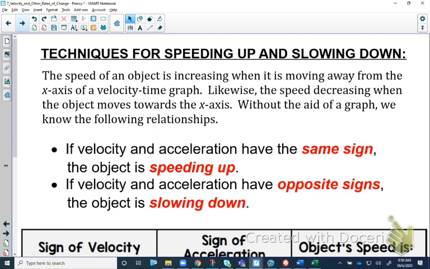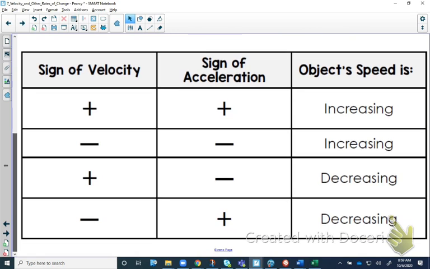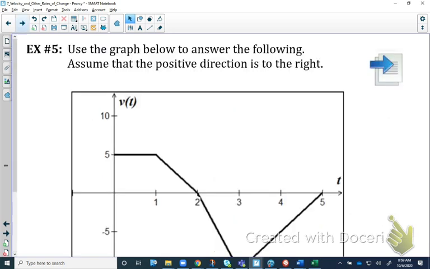So here they're kind of talking about how you can interpret how your speed or your acceleration is changing in relation to your velocity. If your velocity and acceleration have the same sign, so those first two rows, if the velocity and acceleration are positive, or if the velocity and acceleration are negative, both of those are going to indicate that you are increasing your speed. However, if the signs are opposite, meaning if your velocity is increasing but your acceleration is decreasing, or vice versa, that means that the overall speed of your object is going to slow down.